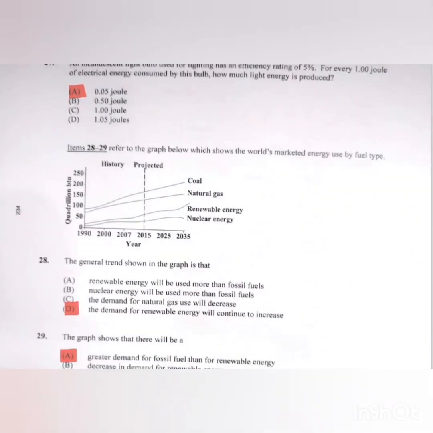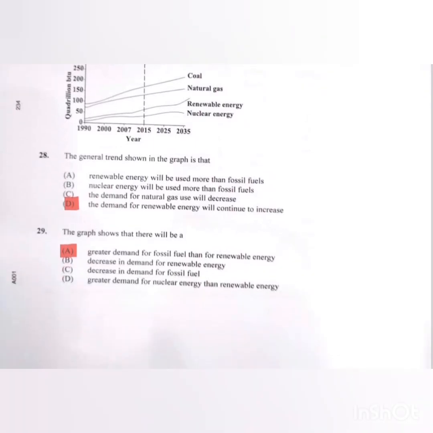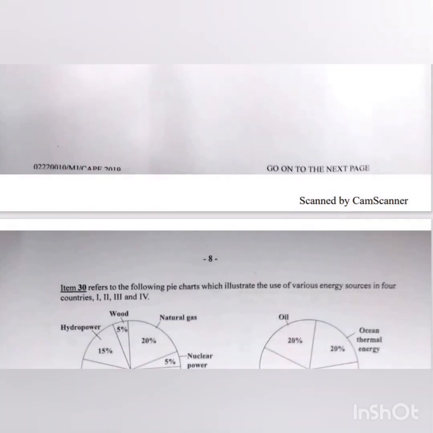28. The general trend shown in the graph is that D. The demand for renewable energy will continue to increase. 29. The graph shows that there will be a greater demand for fossil fuels than for renewable energy.